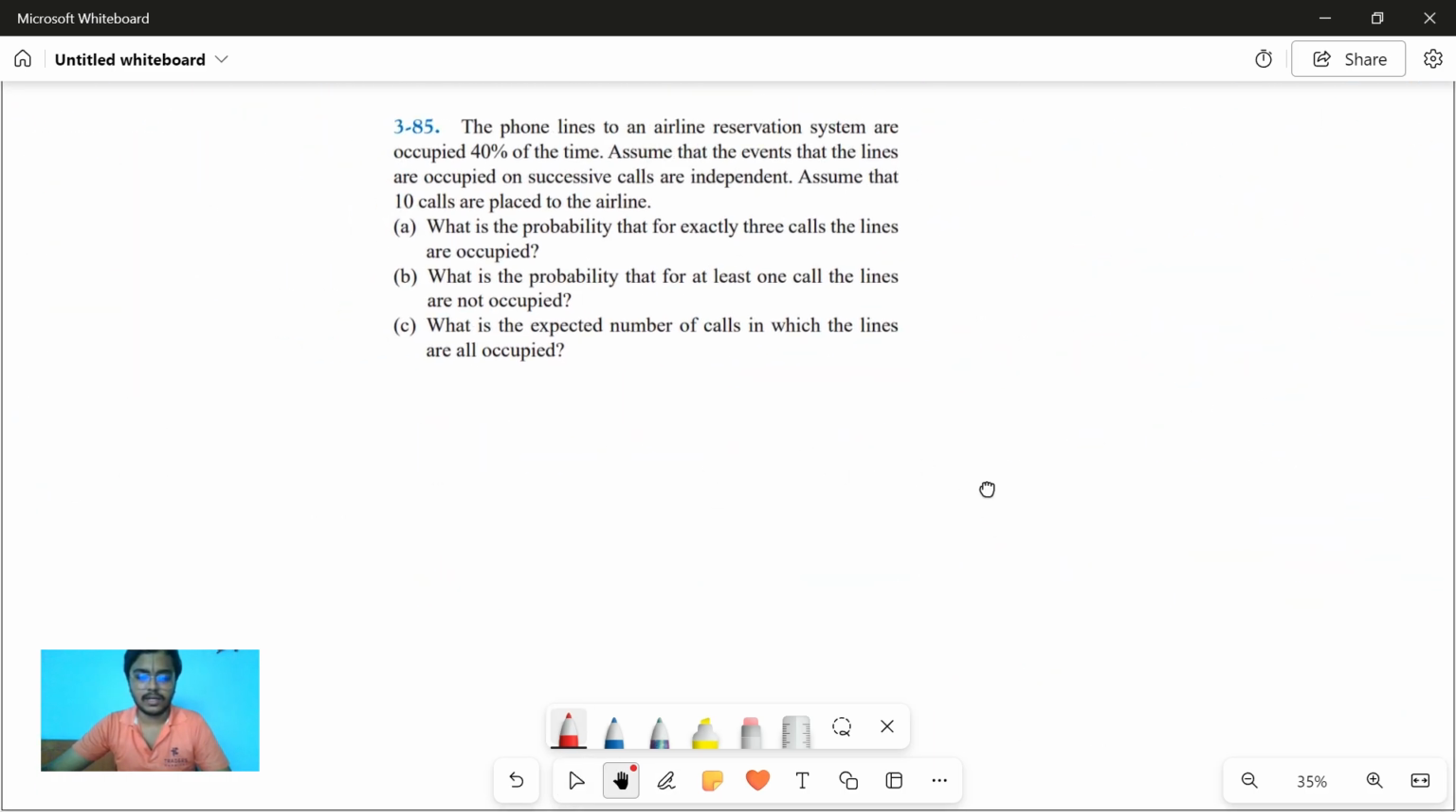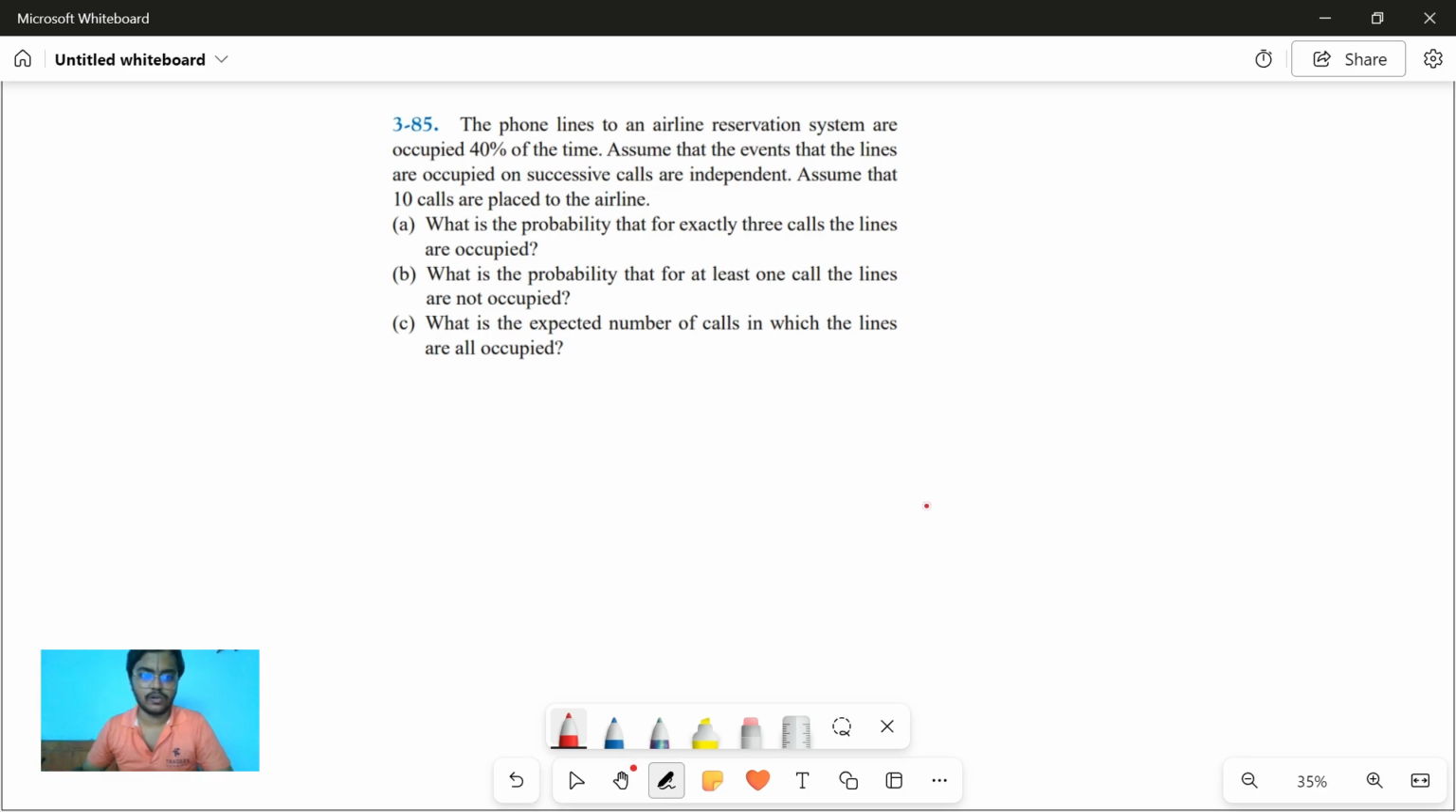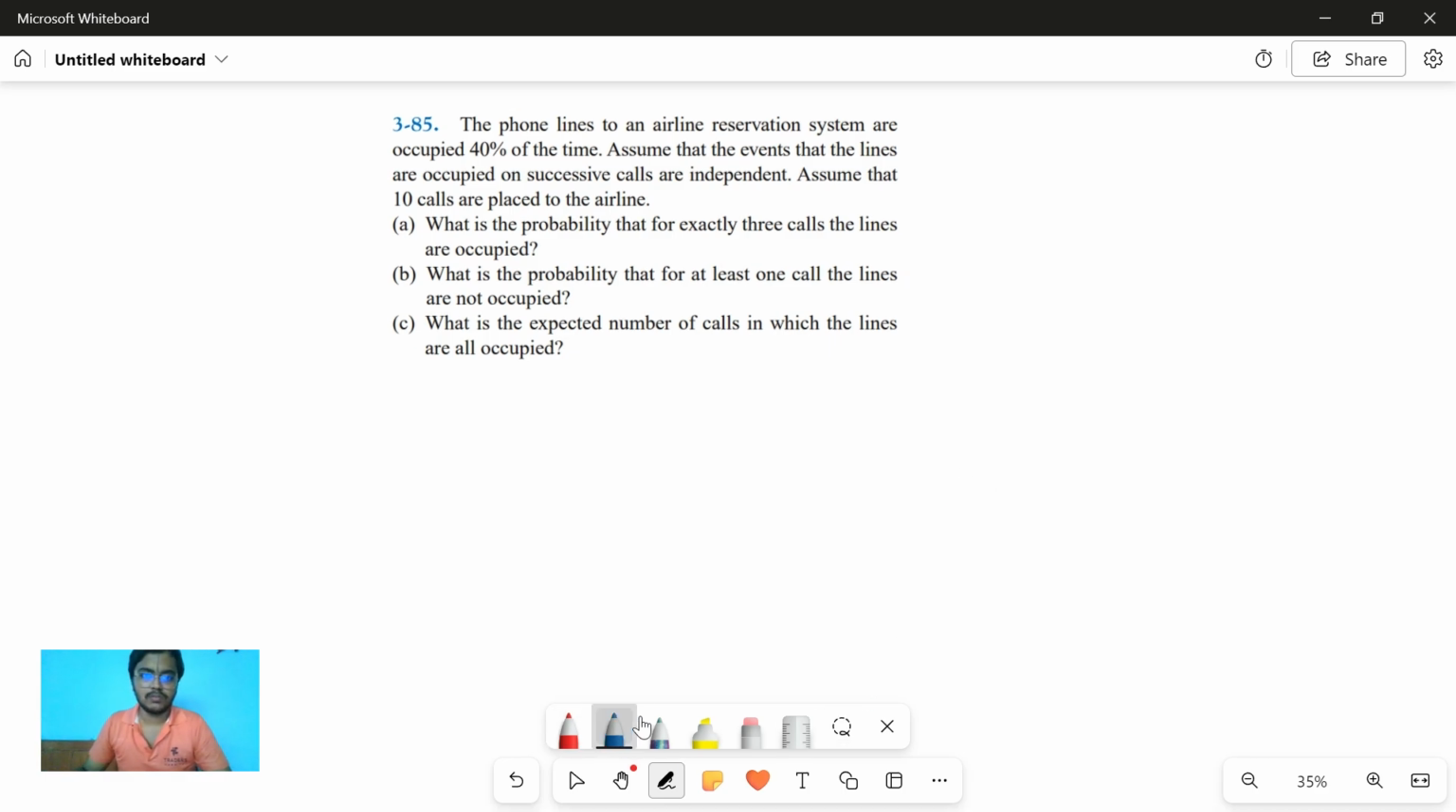The phone lines to an airline reservation system are occupied 40% of the time. Assume that the events that the lines are occupied on successive calls are independent. Assume that 10 calls are placed to the airline. What is the probability that for exactly 3 calls the lines are occupied? Okay. Now, the probability that the phone lines to an airline reservation system are occupied is 40% of the time, which we'll keep as P equal to 0.4.